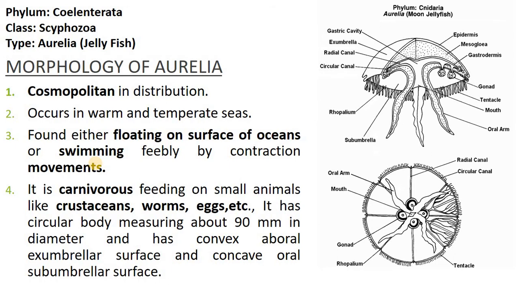Next, it is a carnivorous organism feeding on small animals like crustaceans, worms, eggs, etc. It has a circular body measuring about 9 centimeters, or 90 mm, in diameter, and has a convex aboral exumbrellar surface and a concave oral or subumbrellar surface. So there is a depression in the oral surface, which is concave, and a bulged surface in the aboral surface, which is convex.